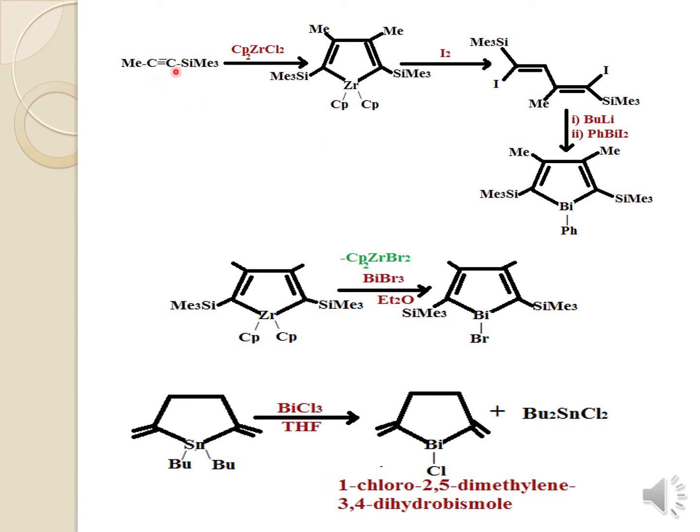Here the alkynes are treated with the zirconyl complex, the zirconyl cyclopentadienyl dichloro complexes. When it is treated with this reagent, cyclization takes place. Once the cyclization takes place with the alkynes, you will get this 5-membered structure.